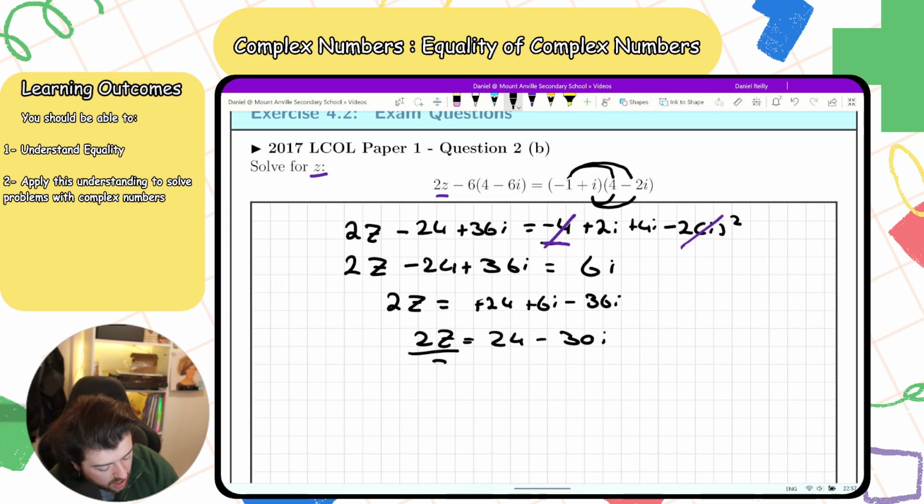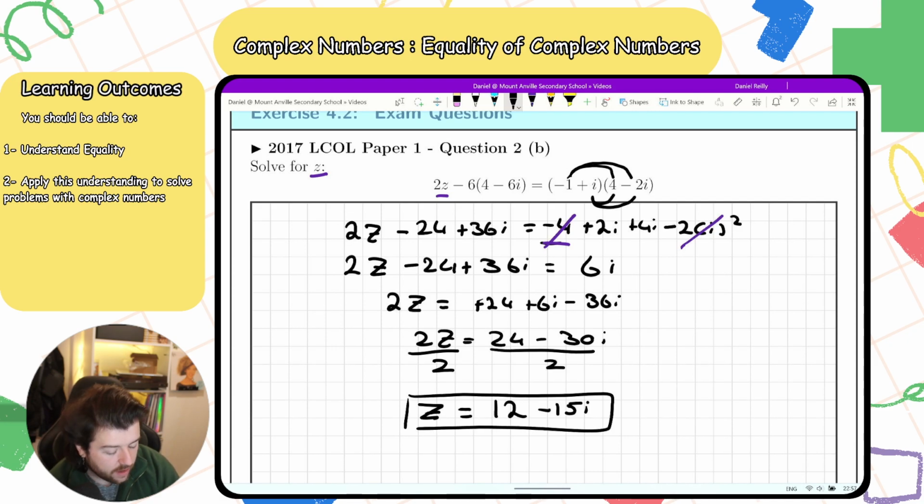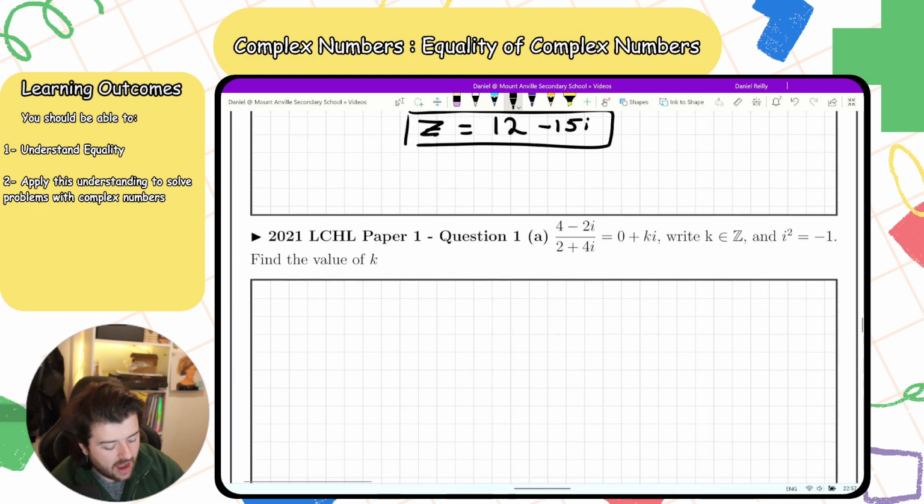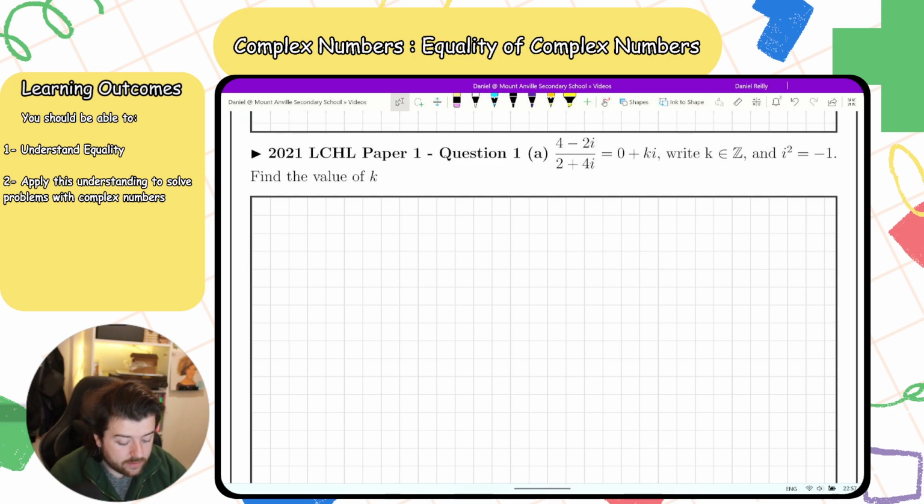Want to get z on its own. Divide both sides by 2. So z is going to be equal to 24 divided by 2 is 12. Minus 30i divided by 2 is minus 15i. How fun is that one? And then finally, let's look at the last one here.